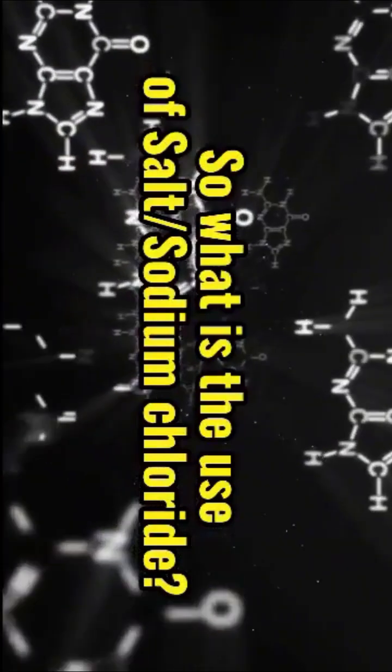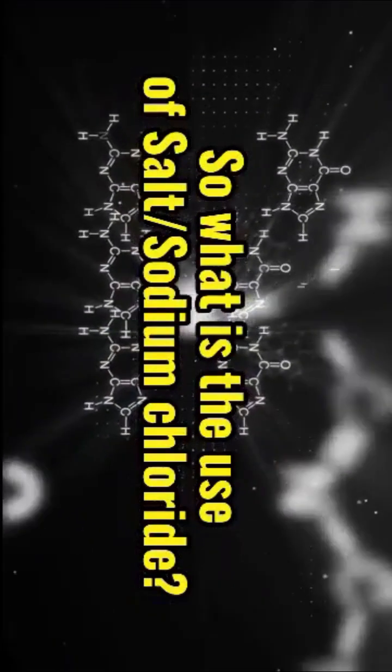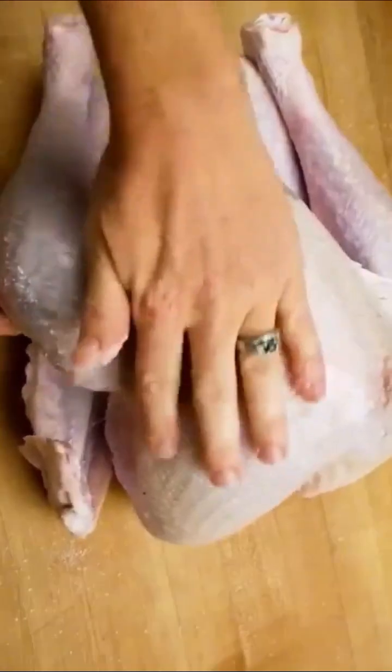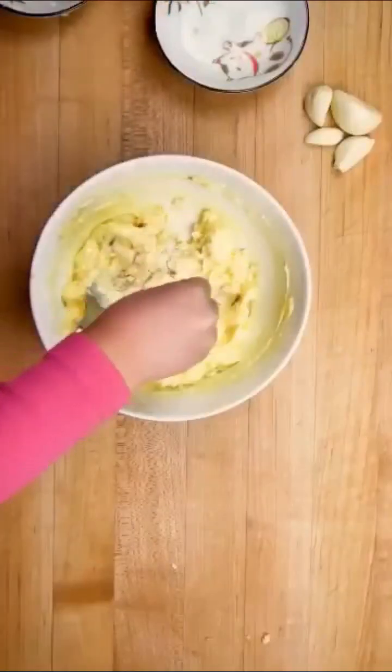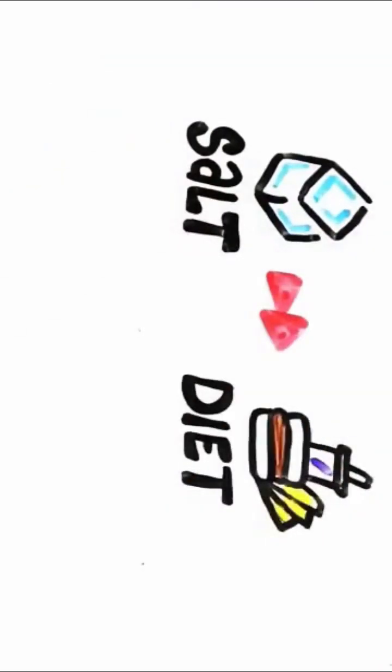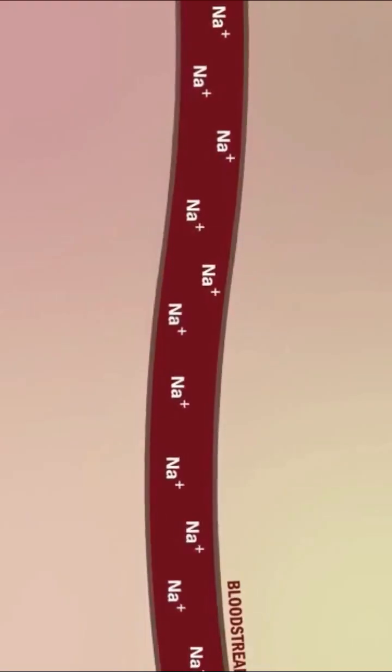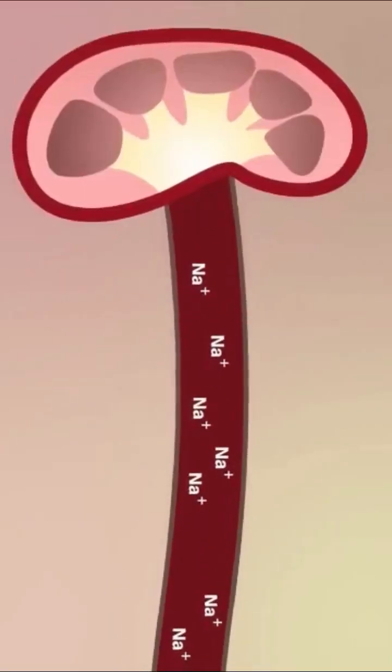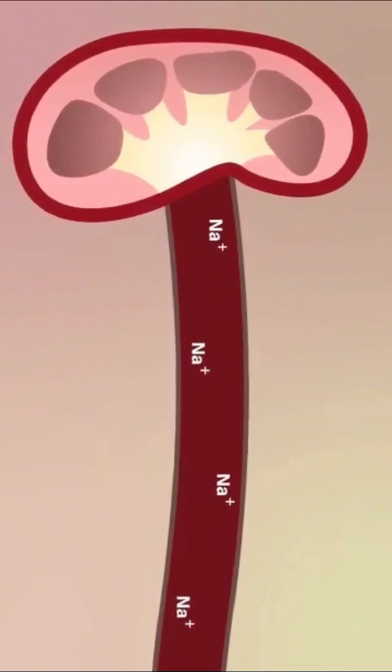So what is the use of salt or sodium chloride? It flavors food and is used as a binder and stabilizer. It is also a food preservative, as bacteria cannot thrive in the presence of a high amount of salt. Salt also plays a crucial role in maintaining human health. It is the main source of sodium and chloride ions in the human diet.